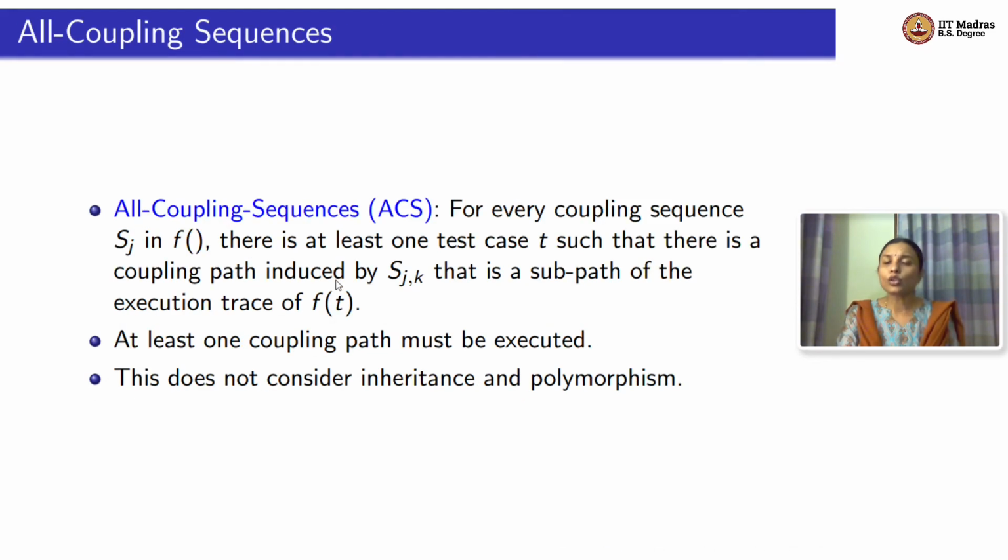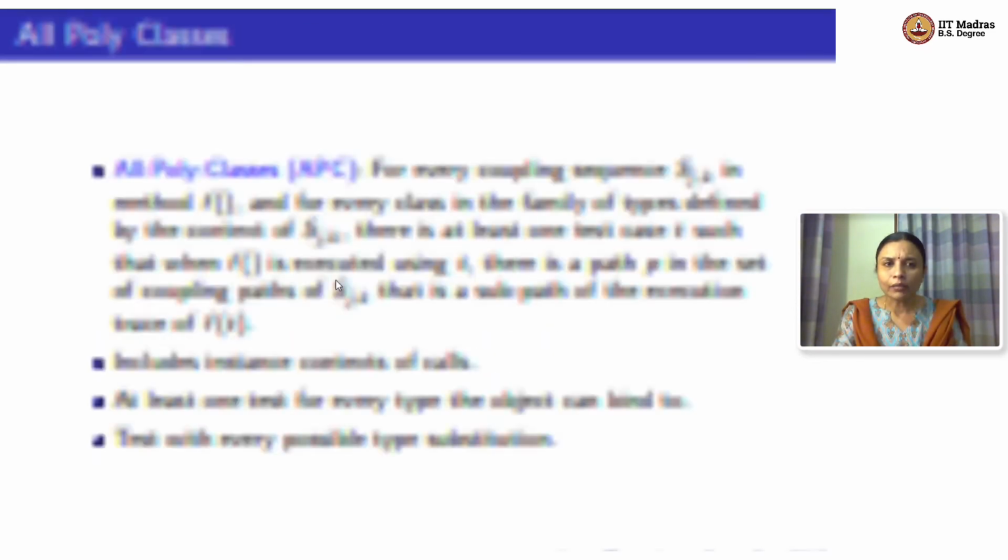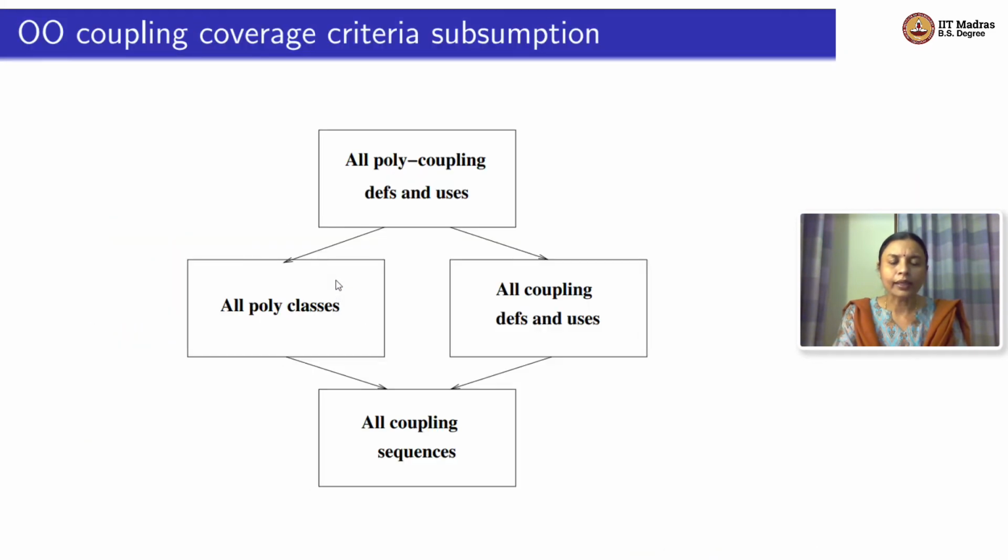So that gives rise to 4 criteria. Let me just move on and show you these 4 criteria. So one is all coupling sequences, the one that you see down below here. The one right at the top is all poly coupling definitions and uses. To the left is all poly classes. To the right is all coupling defs and uses.